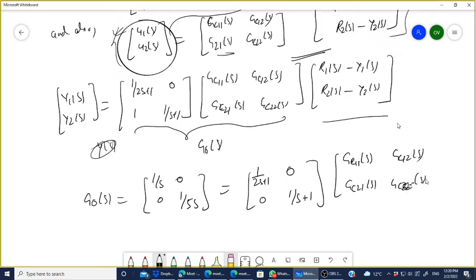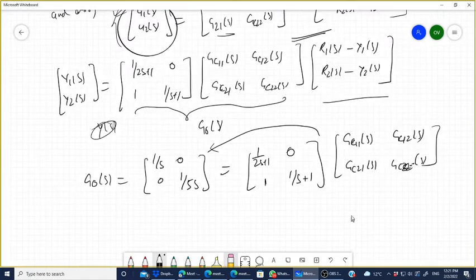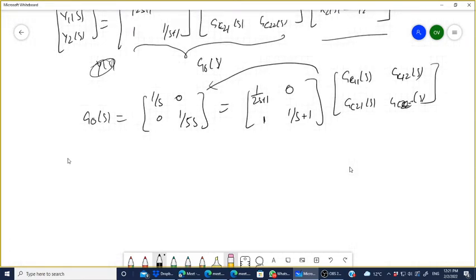So 1 will come below. Okay, Gc21(s), that is fine. Where? Below the 1/(2s plus 1). Below 1/(2s plus 1), 1 will come. Okay, yes, you are right, 1 will come. Now you can solve, just take the inverse. And now there is no problem in order to solve for the Gc11 value.